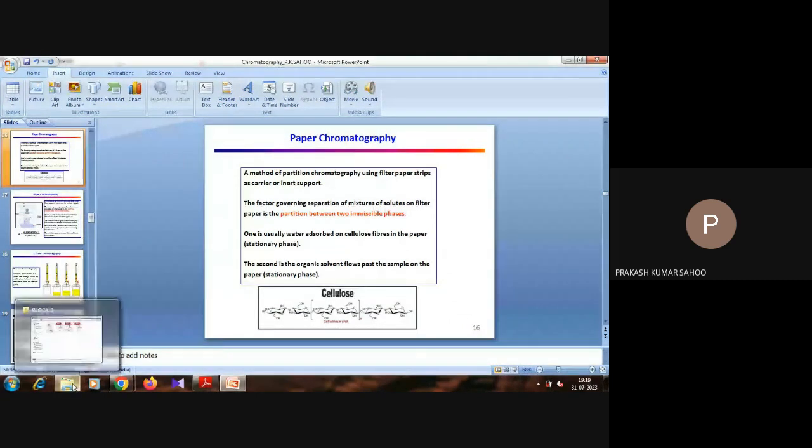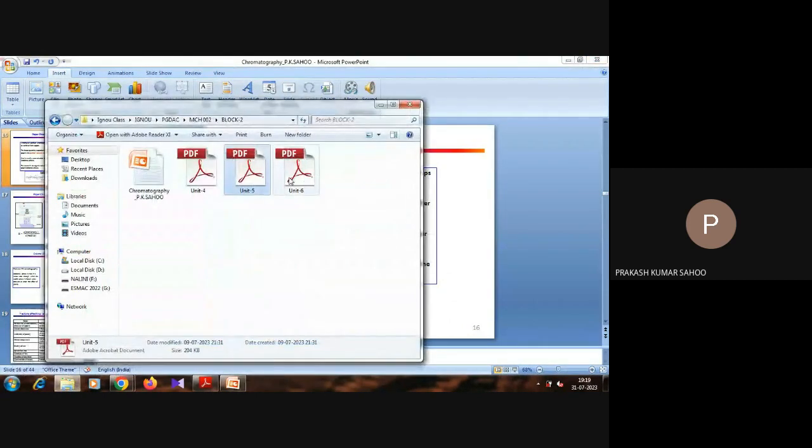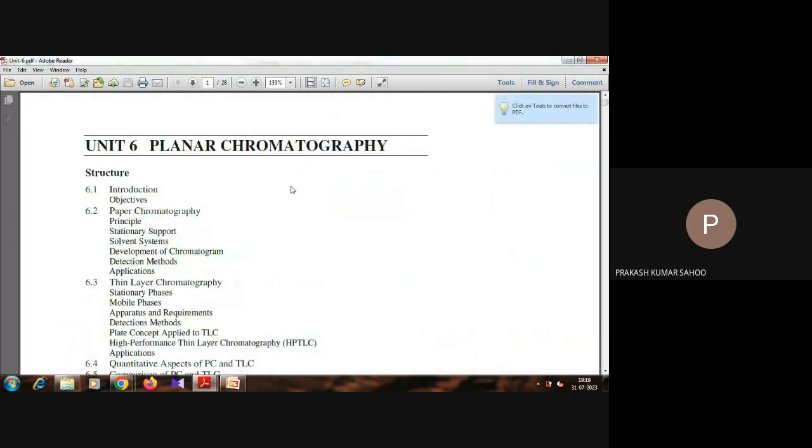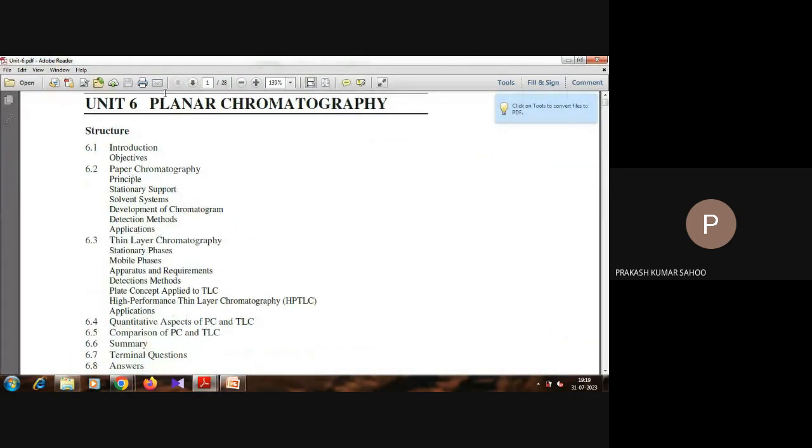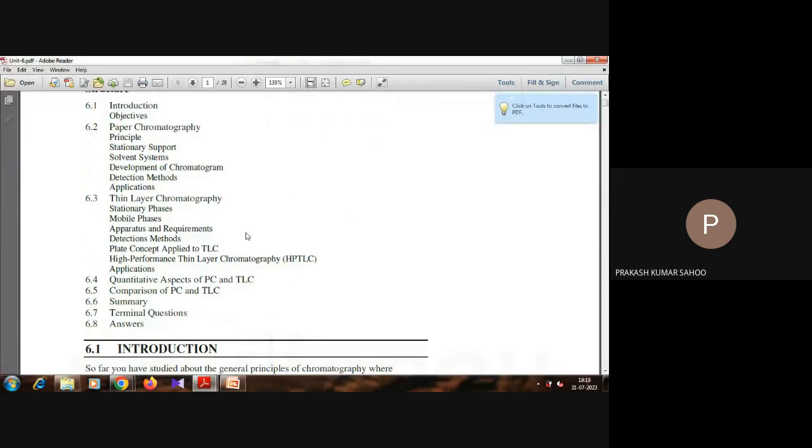That is Unit 6. This is planar chromatography. In planar, it means paper chromatography. We have TLC, thin layer chromatography, the same thing which we have discussed in today's class. This is thin layer chromatography. What are the stationary and mobile phases? What is the apparatus required? And there is also high performance thin layer chromatography, HPTLC, and we have planar chromatography versus TLC, quantitative approach, then comparison of this.